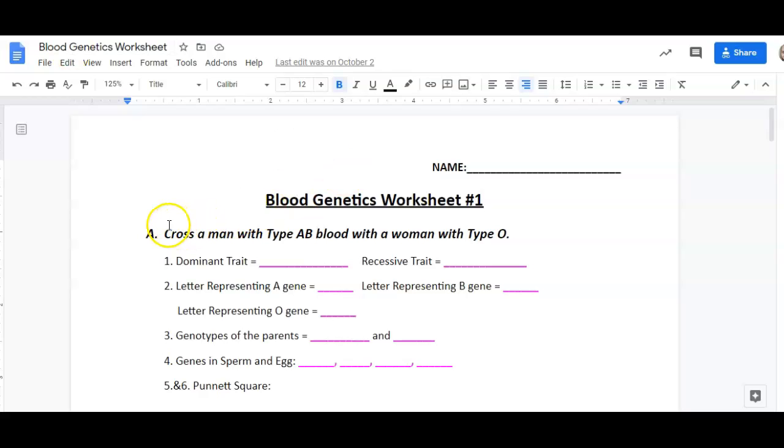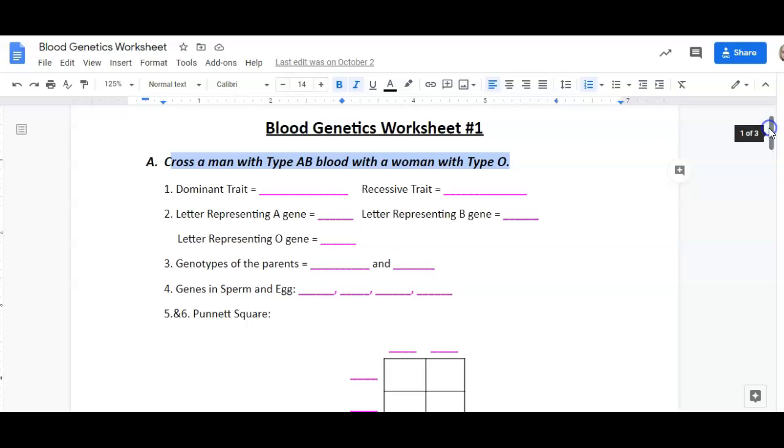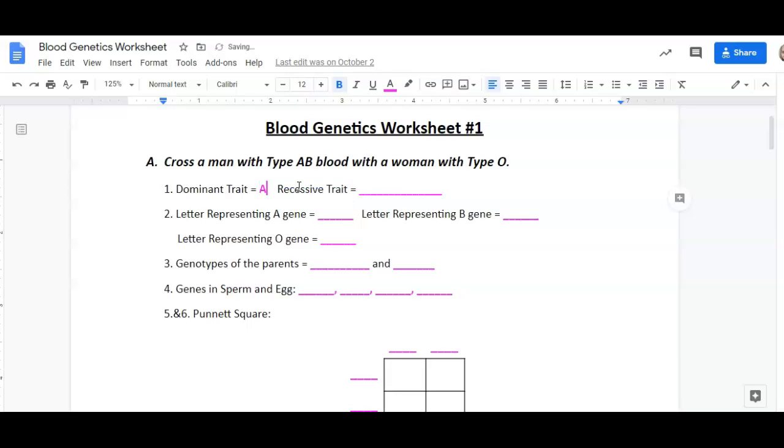All right, so we have our first problem here. Cross a man with type AB blood and a woman with type O blood. First thing we always do is fill in the dominant trait. Remember with blood types, there are two, right? So there's going to be an A and a B. The recessive trait is O type blood, okay?